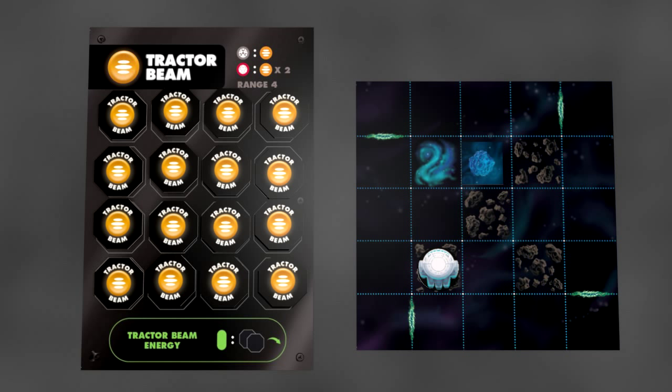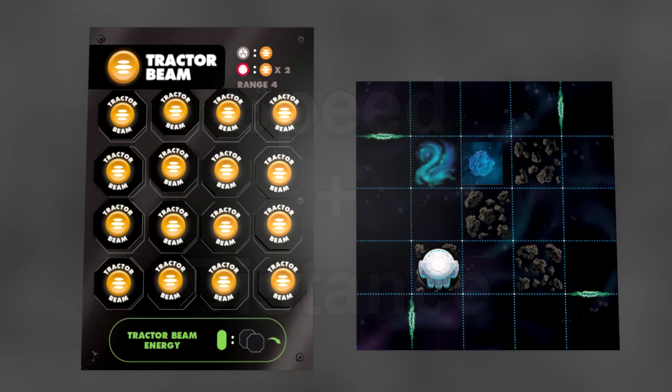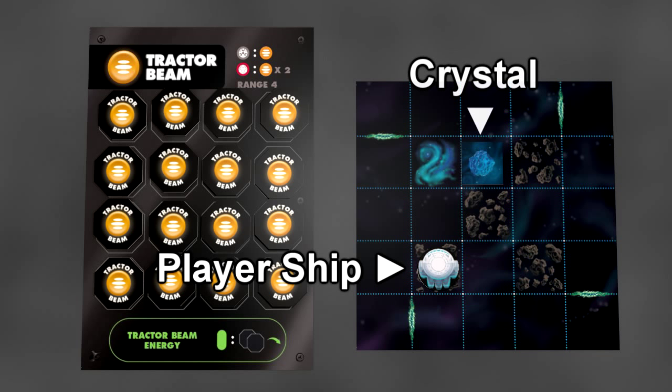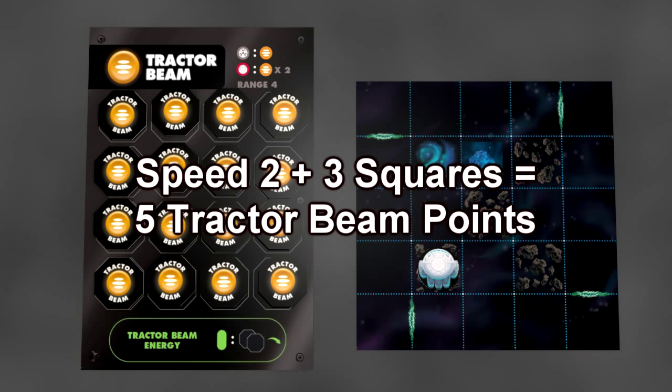In order to successfully tractor beam a crystal or enemy ship, you need to earn enough tractor beam points. The number of points you need is equal to the speed of your ship plus the distance to the target. For example, we are trying to use the tractor beam to grab the crystal. We check with helm and our ship is moving at speed 2. We are 3 squares away, so we need a total of 5 tractor beam points.